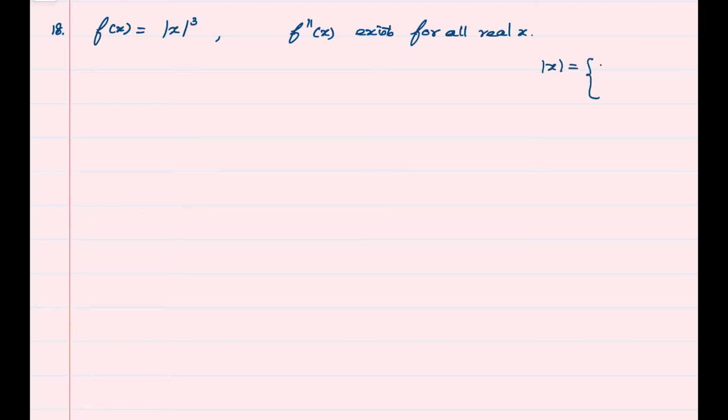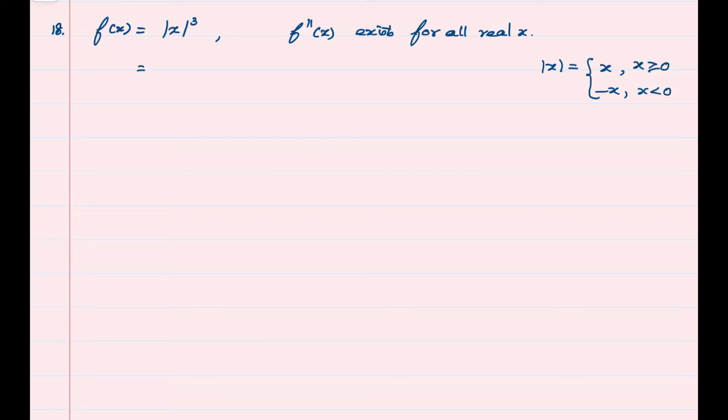Question 18. If f of x is equal to absolute value of x the whole cube, show that f double dashed of x exists for all real x and find it. We know the definition of the absolute value function. It is x for x greater than or equal to 0 and minus x for x less than 0.